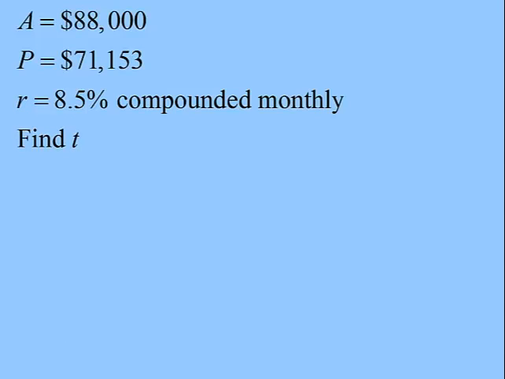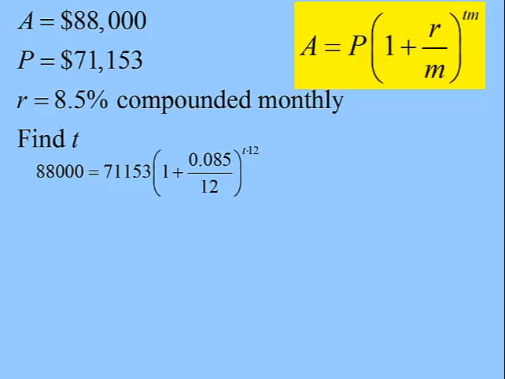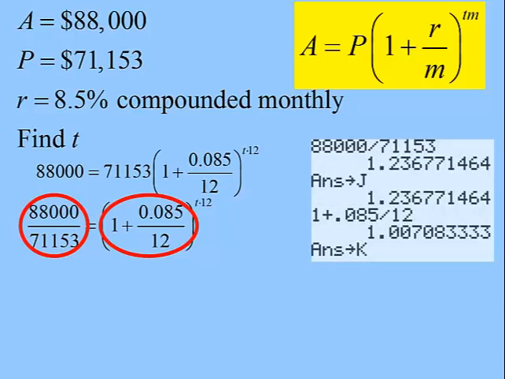Now comes the tricky one, solving for the T. We take our formula, we put everything in the right spot. We're going to begin by dividing out the 71,153. We're going to now need to find this number and this number. We take out our calculator, type each one of those, and give it a letter. I've taken the 88,000 divided by 71,153 and called it J. I took the other calculation and called it K.